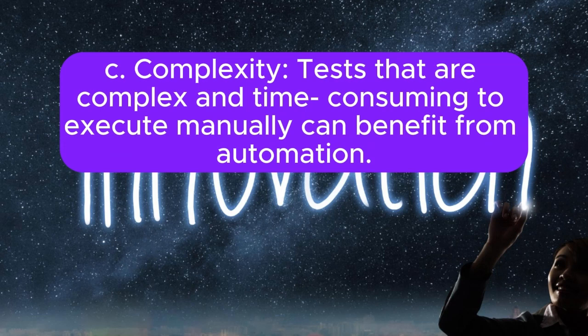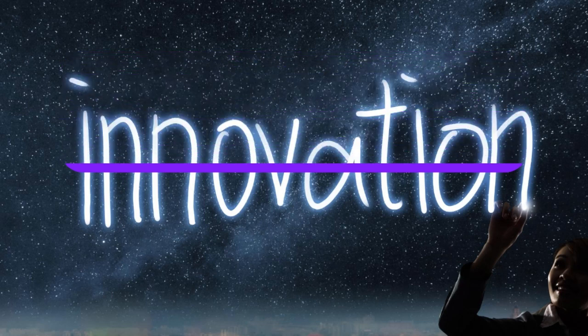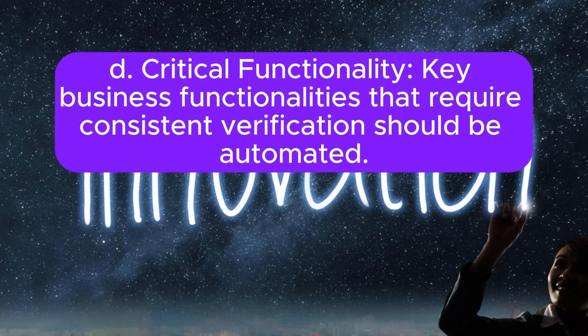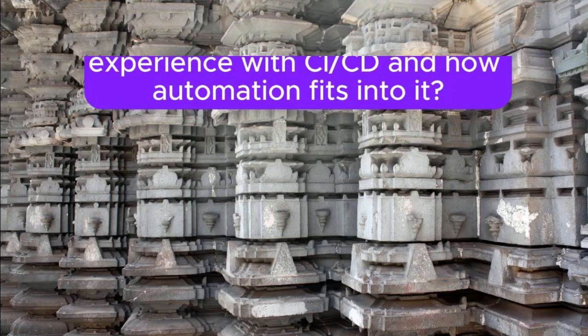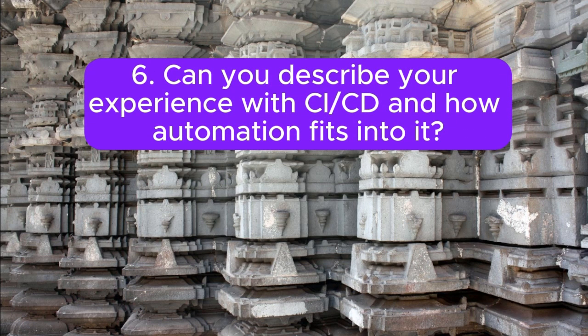C. Complexity. Tests that are complex and time-consuming to execute manually can benefit from automation. D. Critical functionality. Key business functionalities that require consistent verification should be automated. 6. Can you describe your experience with CI or CD and how automation fits into it?